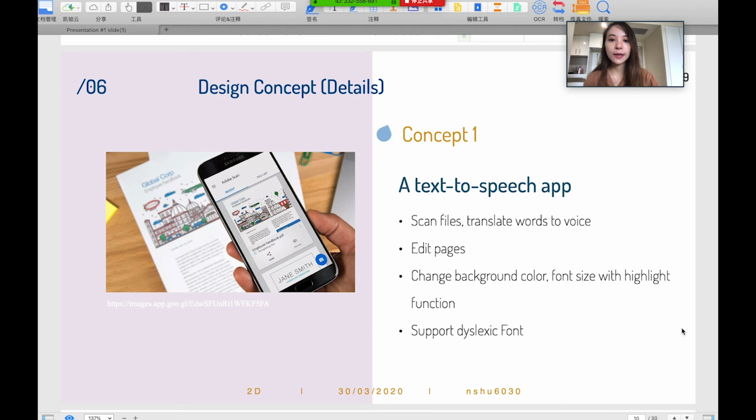So the first concept is a text-to-speech app. It translates words to voice. Users can edit pages, customize text settings, or highlight letters such as B, P, D, Q, and touch any sentence to listen to the audio. It also supports dyslexia font.